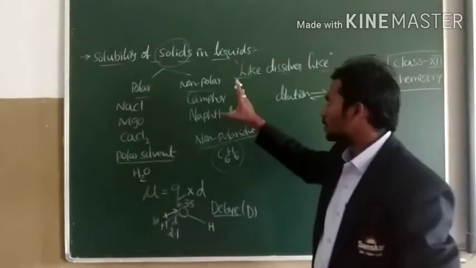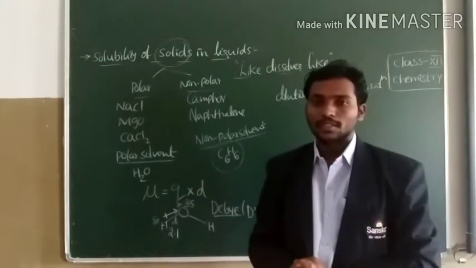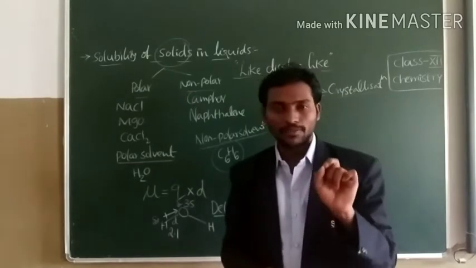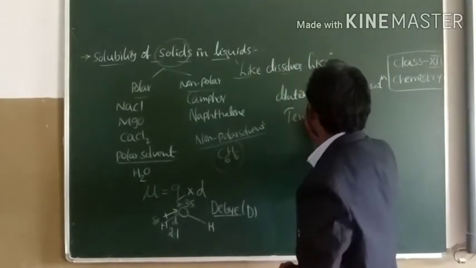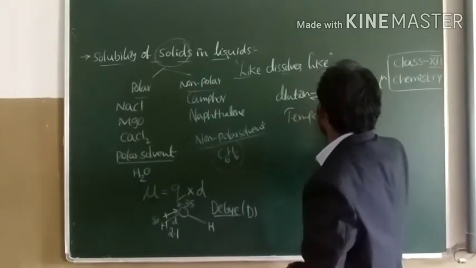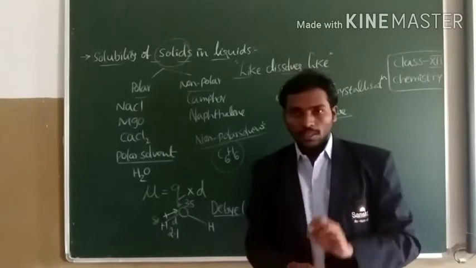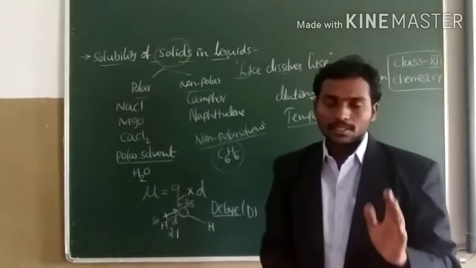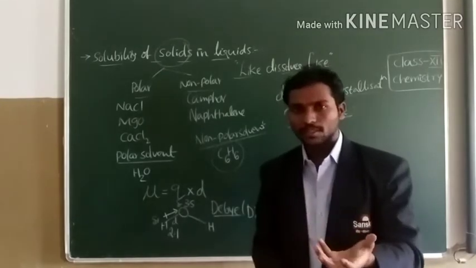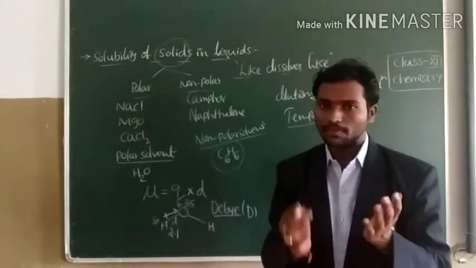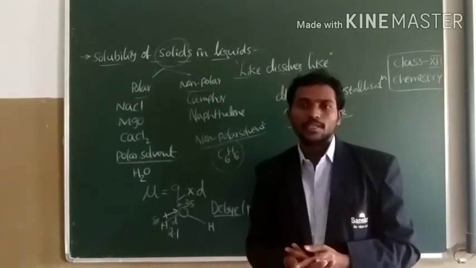Now, what factors affect the solubility of solids in liquids? The factor is nothing but temperature. The effect of temperature changes the solubility of a solid in a given solvent. How can we tell that a temperature change affects the solubility of a solid in a liquid? This is on the basis of Le Chatelier's principle.